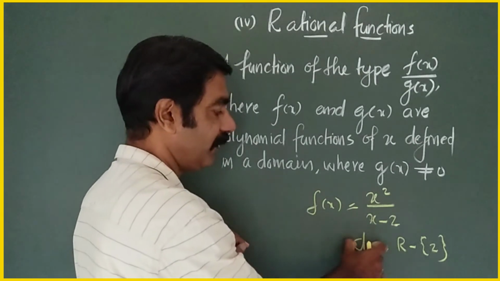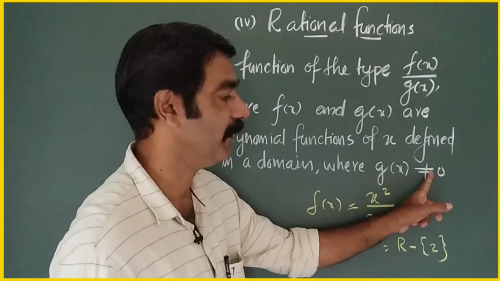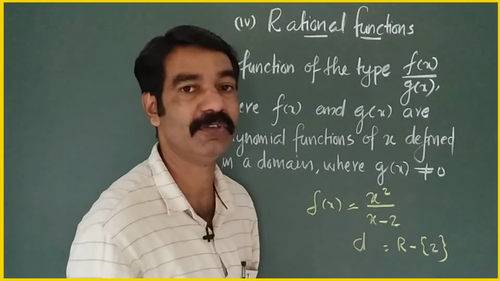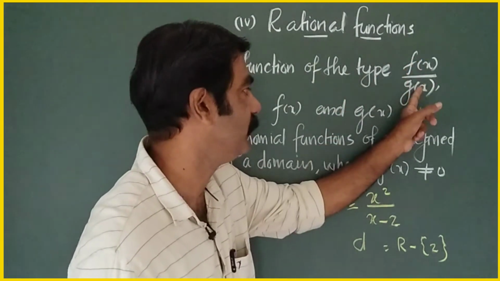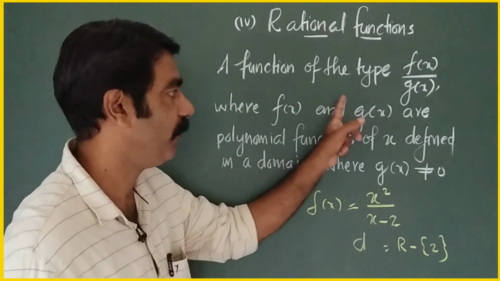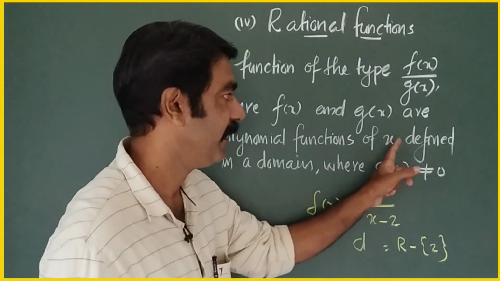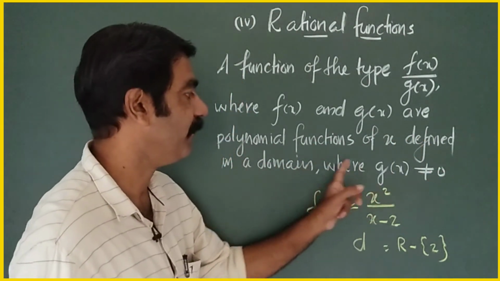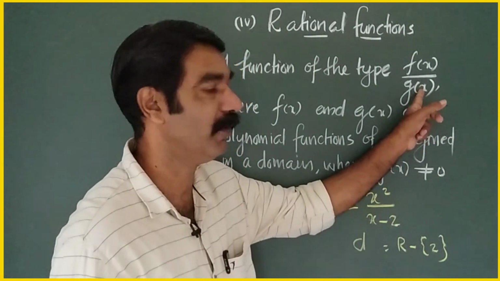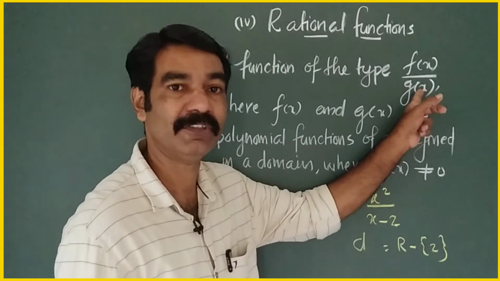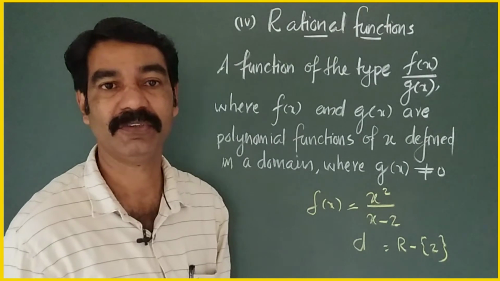So the domain is always restricted, according to g of x not equal to 0. The denominator is not equal to 0. So remember that a function of the type f of x by g of x, where f of x and g of x are polynomial functions of x, is defined in a domain where g of x is not equal to 0. So the domain is always restricted according to g of x not equal to 0.